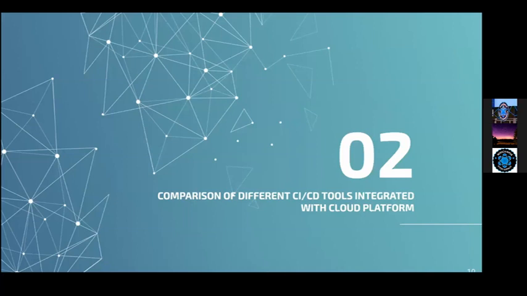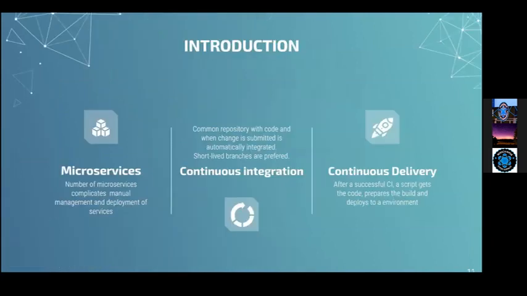Okay, so now let's talk about the comparison of two different CI/CD tools. So first, why do we need these tools? In a project, it starts with a small number of microservices, but then as we add more functions and more functionalities, that number of microservices increases a lot. So it becomes really complicated to do manual management and deployment of these services. So we use continuous integration and continuous delivery.